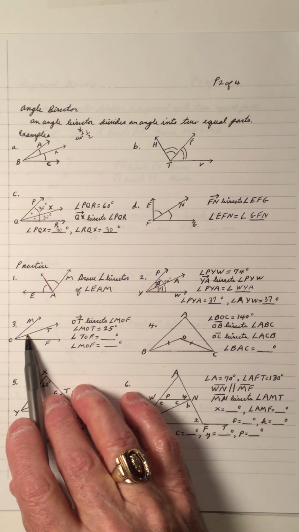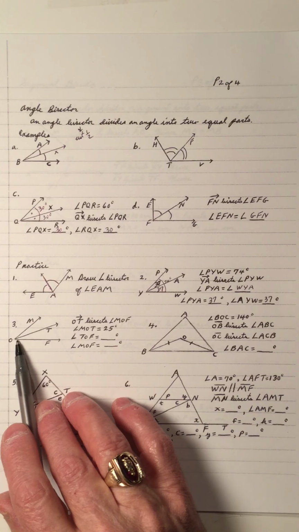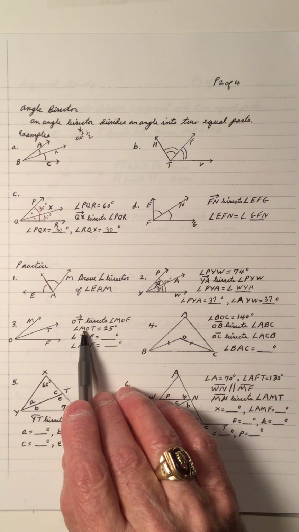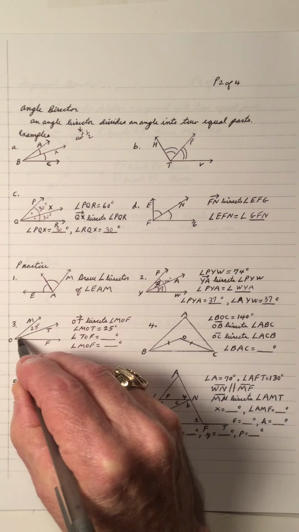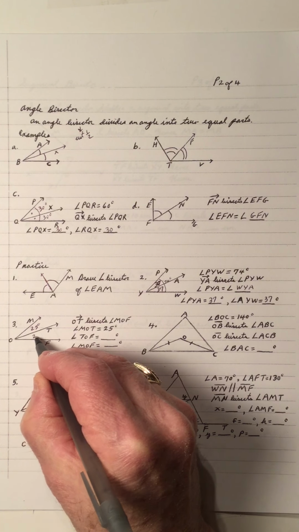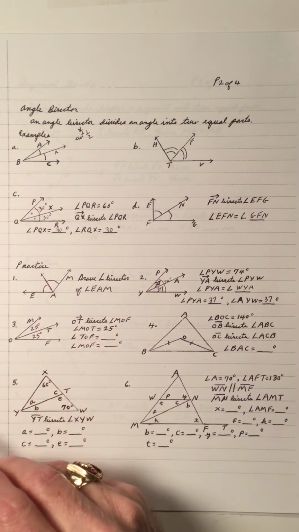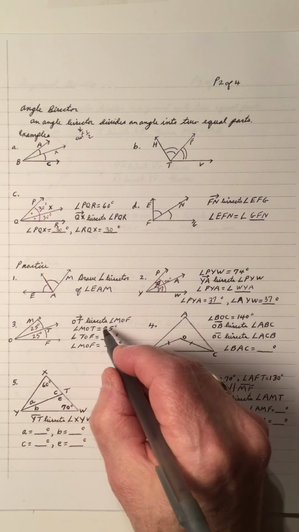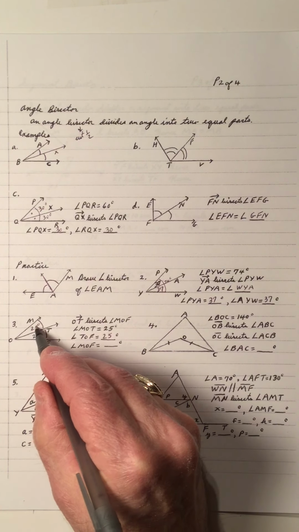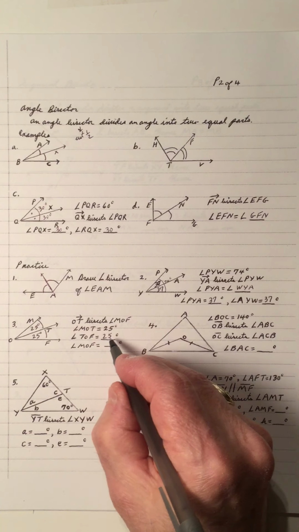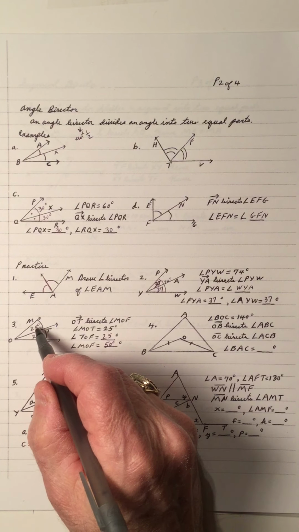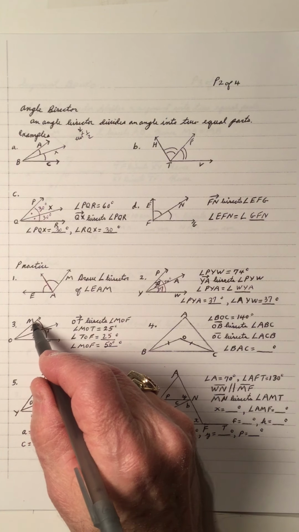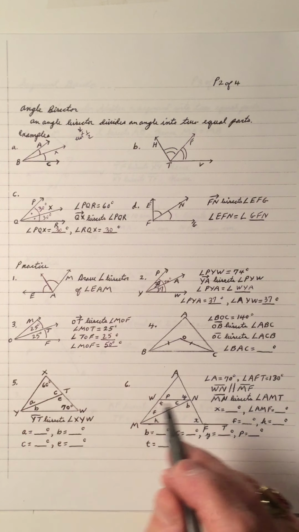Number 3, OT bisects angle MOF. If MOT is 25, so if that's 25, and that's a bisector, that means that this angle is 25, because that angle is equal to that one. So TOF is 25, and if that's 25 and 25, that means MOF is 50. MOF is the two of these added together, or because as a bisector, MOF is twice MOT. So twice 25 is 50.